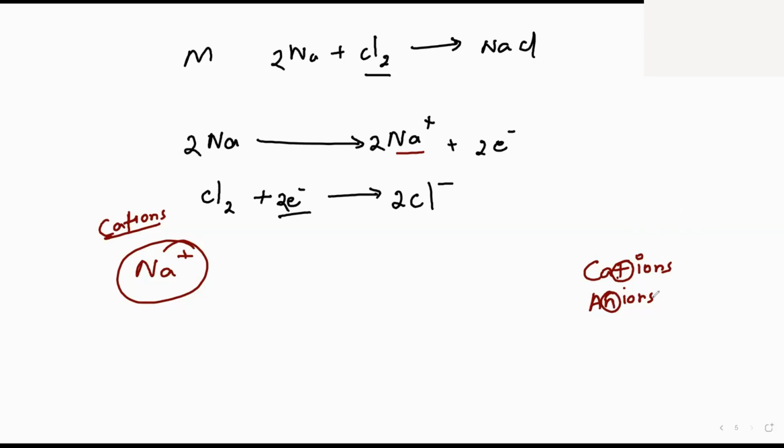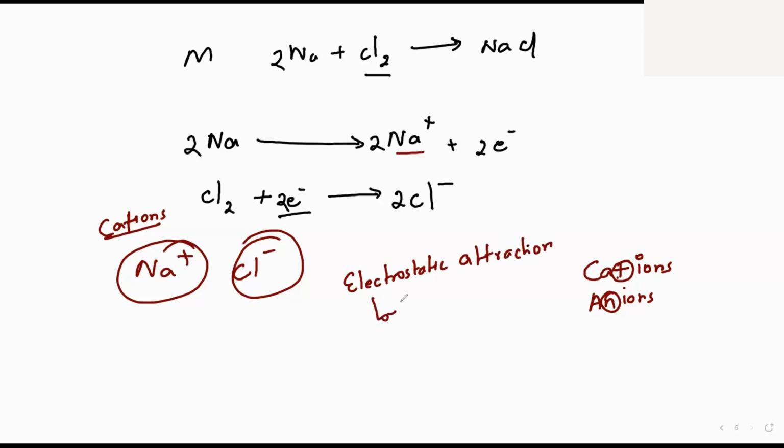Anions, N you can remember as negative. If you remember one, the other one is opposite. So sodium is a positive ion, and chloride ion is a negative ion. So what is ionic bonding? Ionic bonding is the electrostatic force of attraction, electrostatic attraction between cations and anions, or positive and negative ions.